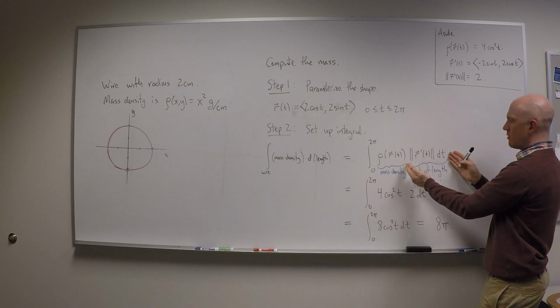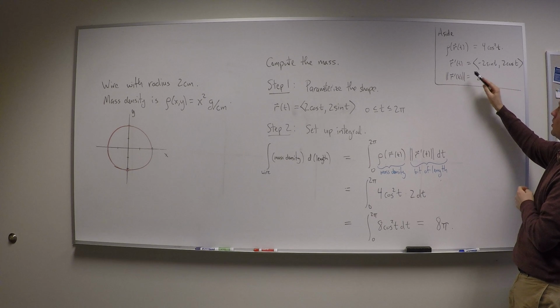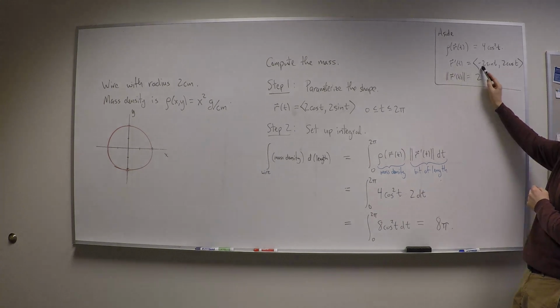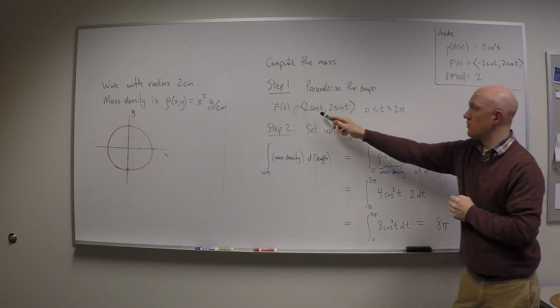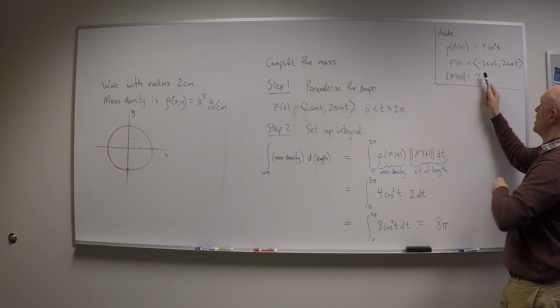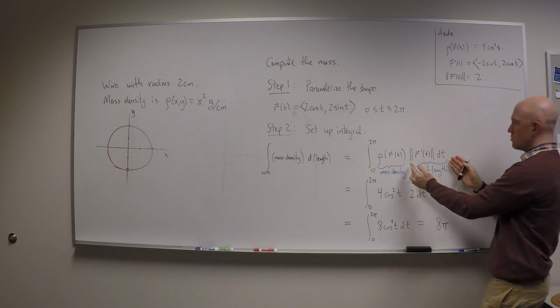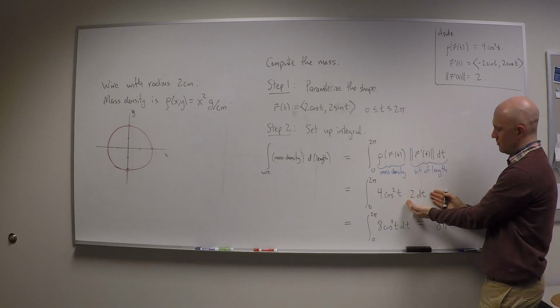On the other hand, I've got my bit of length here. Let's compute the norm of r prime of t. So up here, I've done the work for you already. I take r prime of t, that's minus 2 sin t, 2 cos t. That's the derivative of these components with respect to t. And then I want to take the length. And if you square both of these, add them up and take the square root, you get 2. So this bit of length is 2 dt.